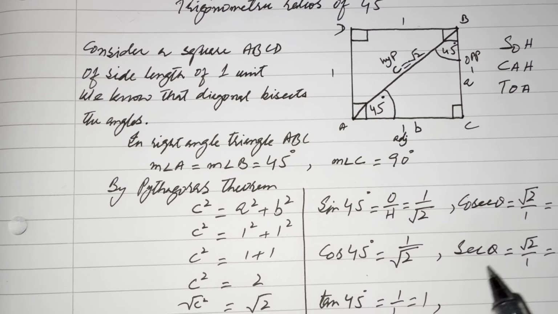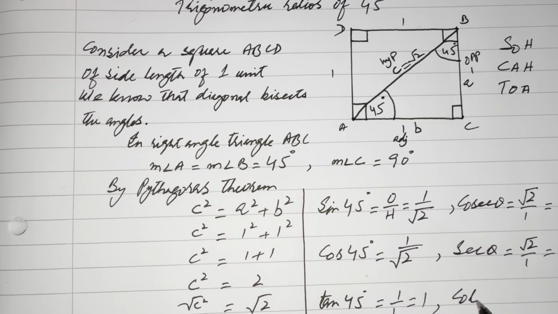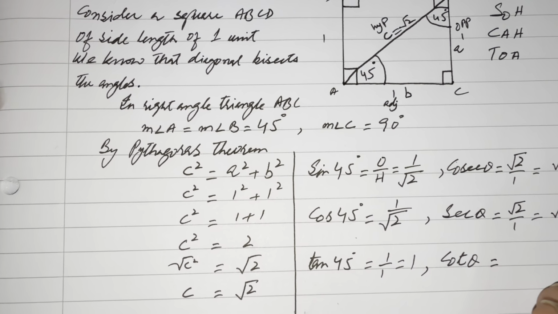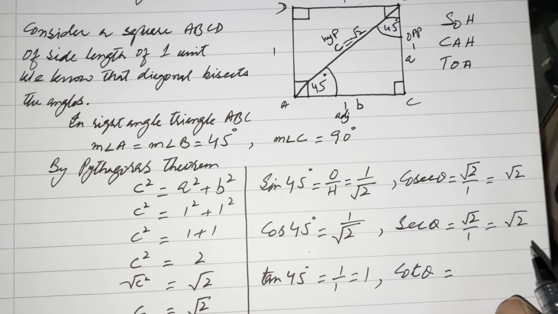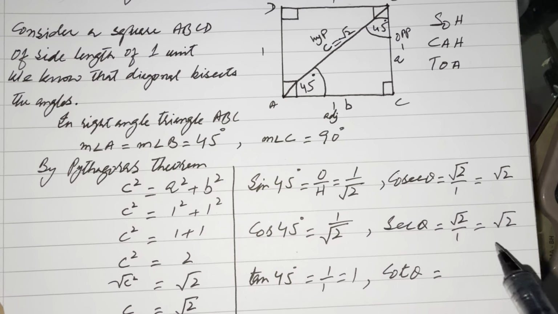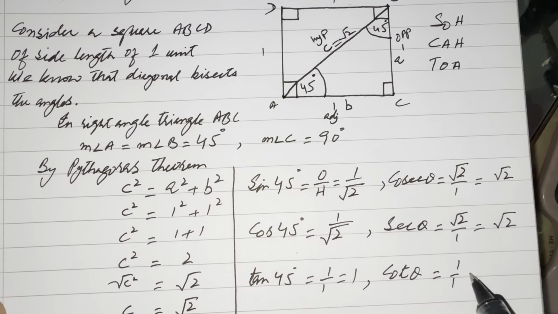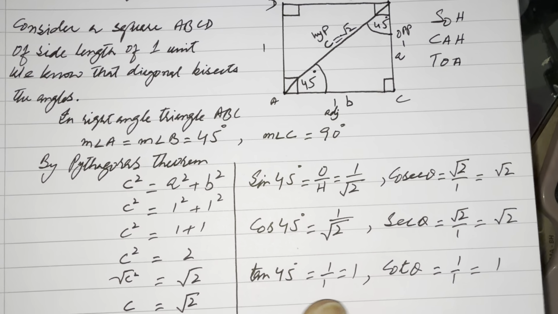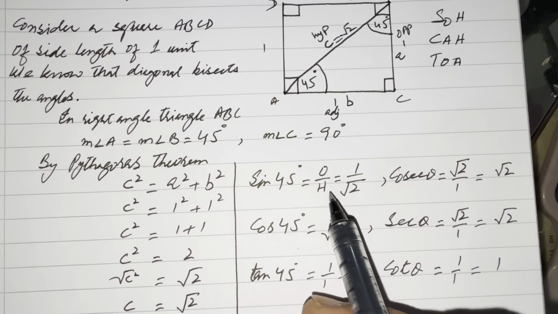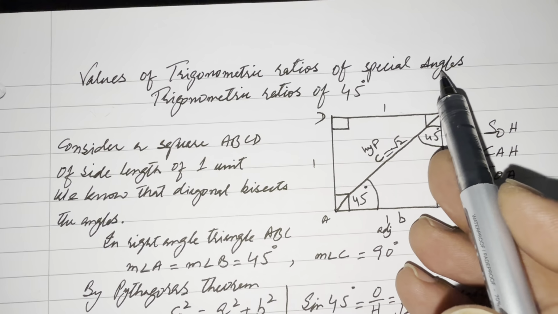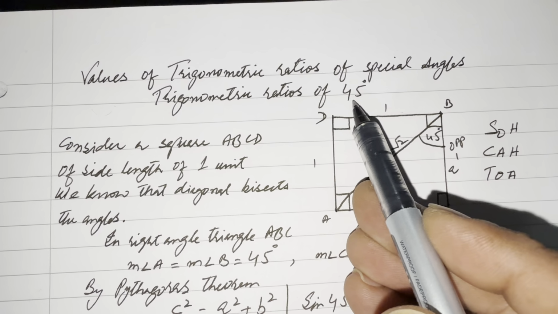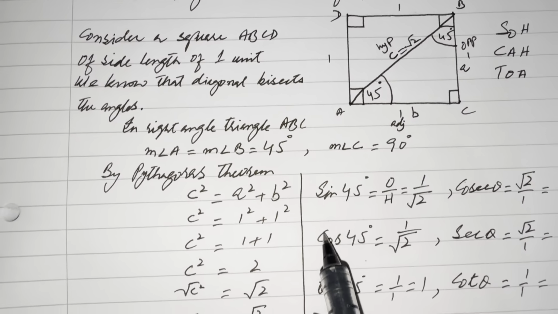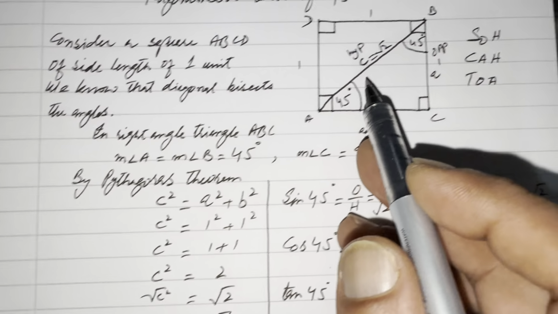And the tangent theta, the opposite is cotangent theta. That will be equal to 1 over 1, which will be equal to 1. So these are the trigonometric ratios of the special angles. We have started with the 45 degrees. So all the trigonometric ratios of 45 degrees we have found with the help of this figure.